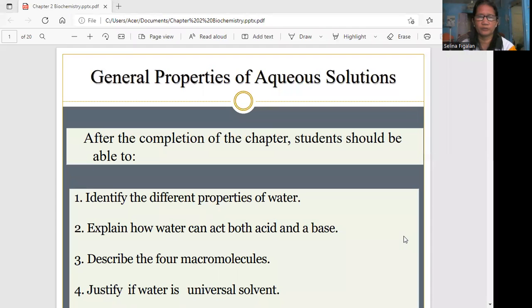Okay, so good morning, everyone. So this is your chapter 2 in your biochemistry, which is entitled General Properties of Aqueous Solution.